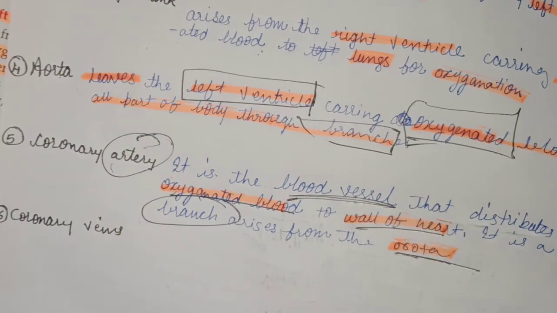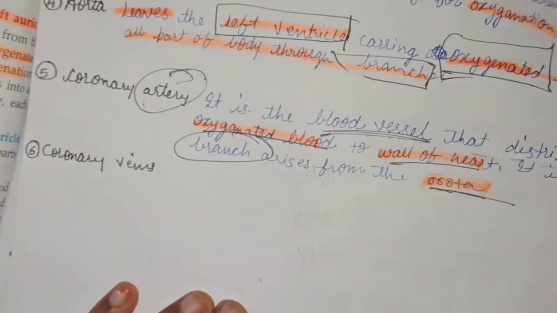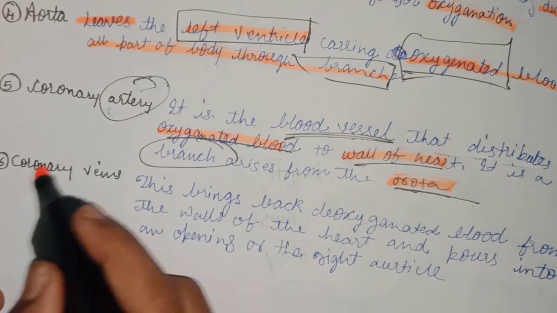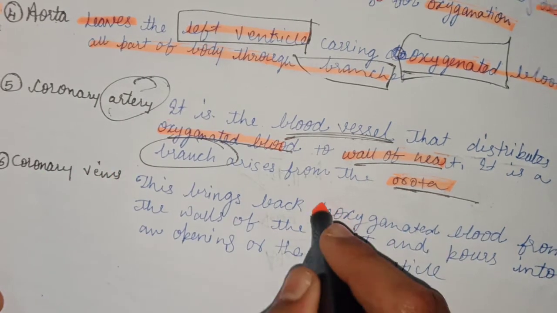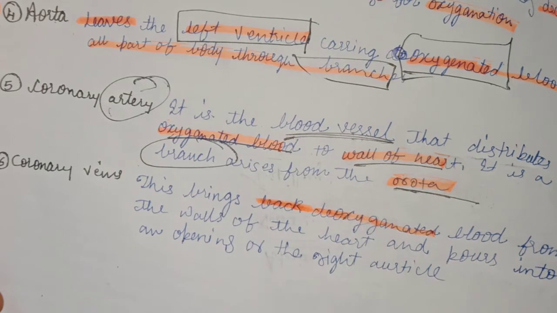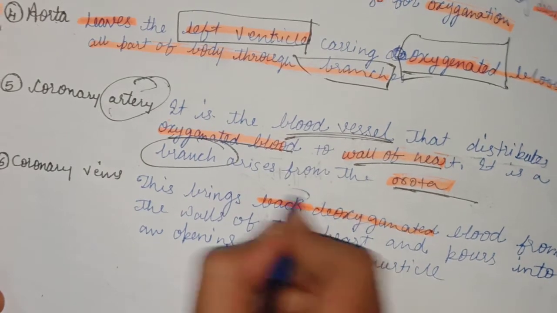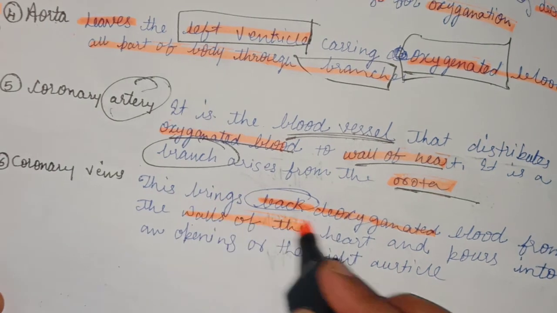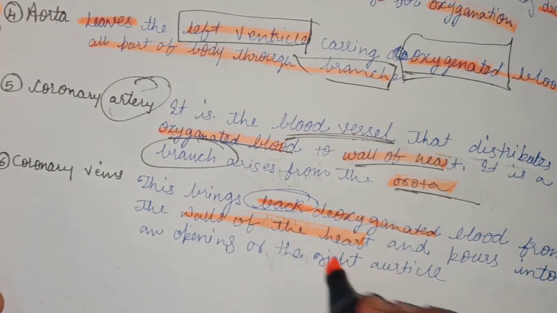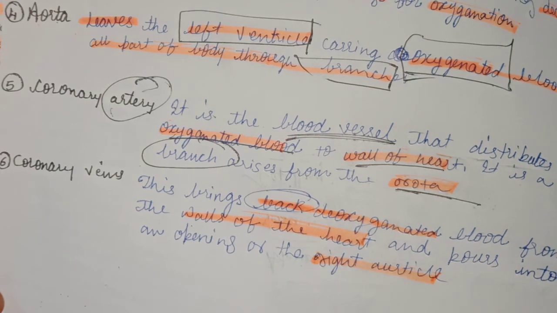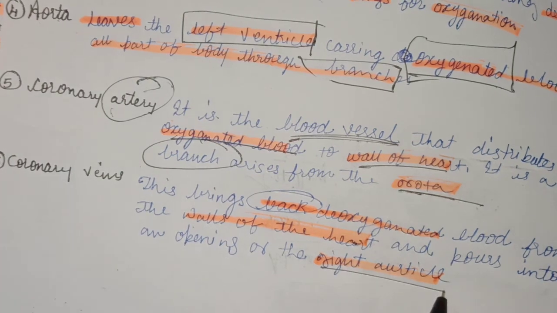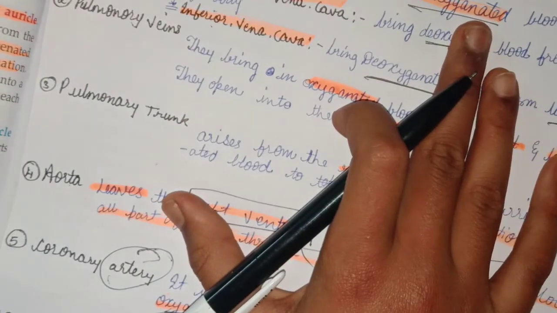Next, moving to the coronary veins. You should revise this to understand it. The coronary veins bring back the deoxygenated blood from the walls of the heart and pour into the right atrium. Very easy topic. Remember all these. By finishing this, we have completed all the blood vessels of the heart.